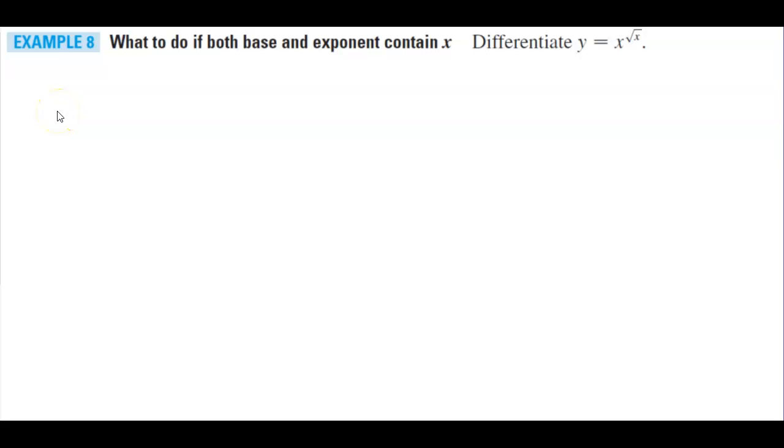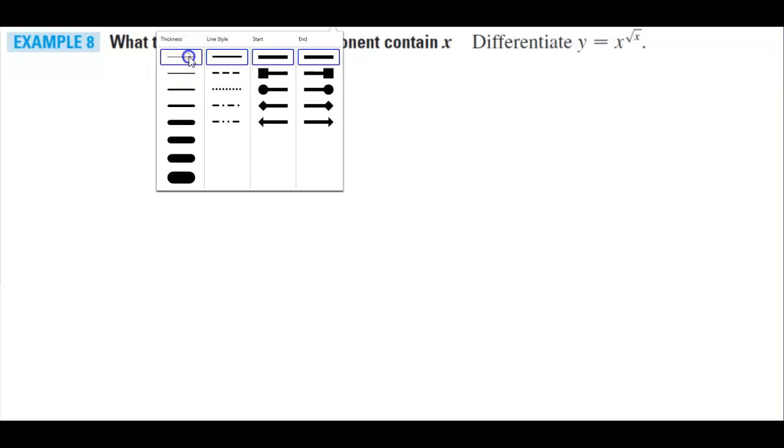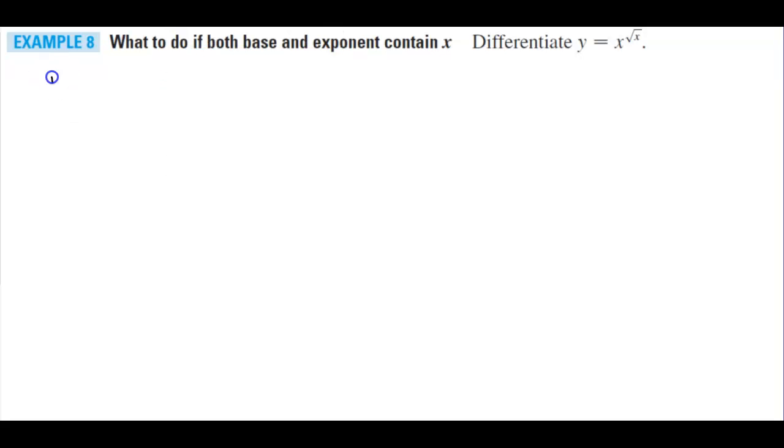Example 8, what to do if both base and exponent contain x. We want to be able to differentiate y, which is equal to x to the power of the square root of x. So let's go ahead and write down that step. So we have y, which is equal to x to the power of the square root of x.